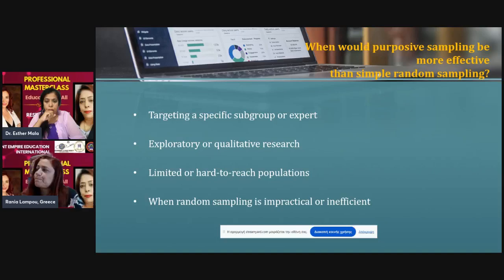On the other hand, simple random sampling is best when you want a representative, generalizable sample from a large homogeneous population, and this ensures that every member has an equal chance of selection. So, in summary, we could say that purposive sampling is more effective when we need specific, information-rich cases rather than a generalizable sample, especially in qualitative or targeted research contexts, and this prioritizes relevance and depth over randomness.